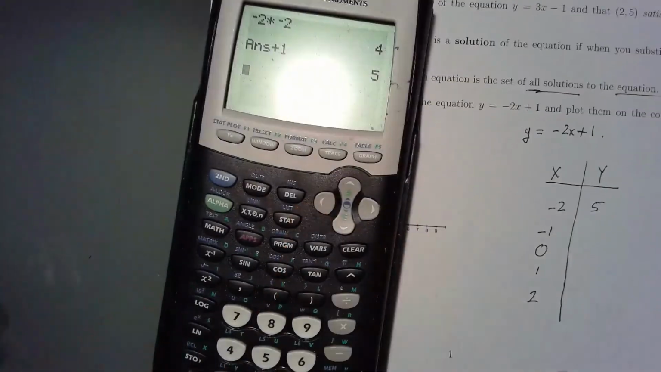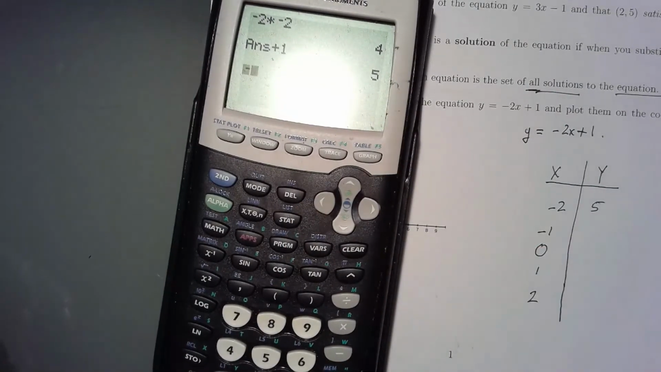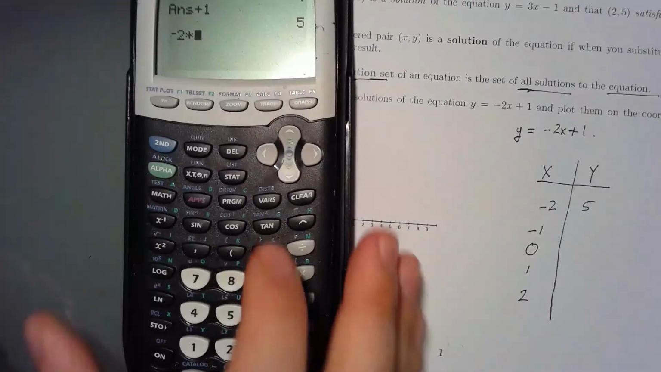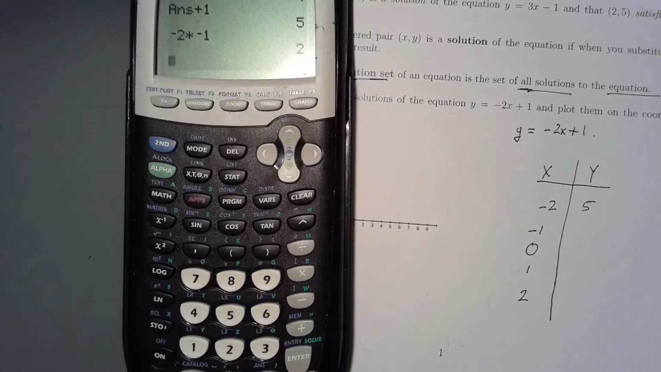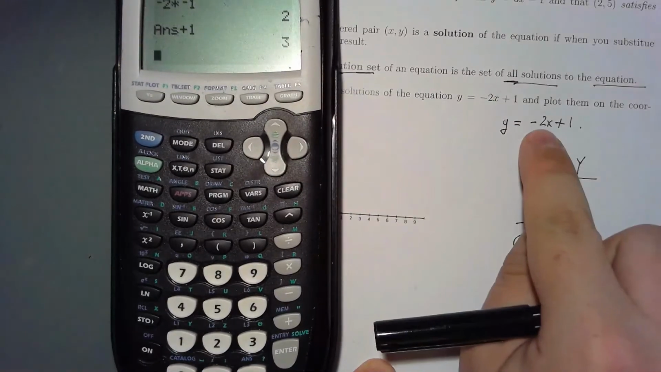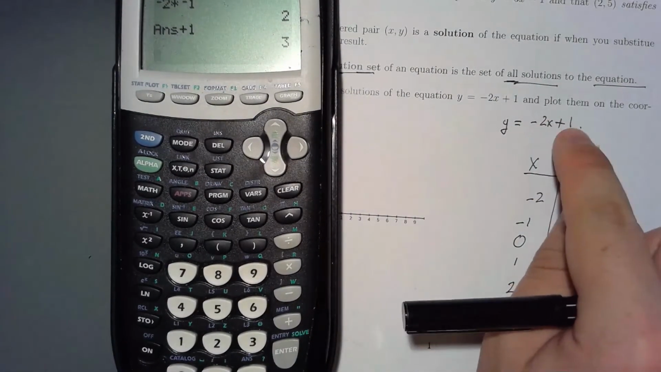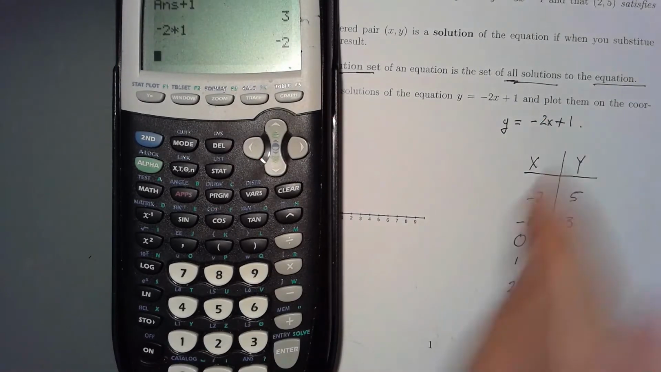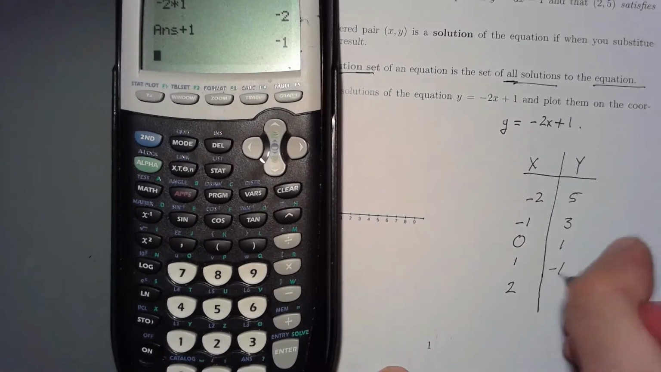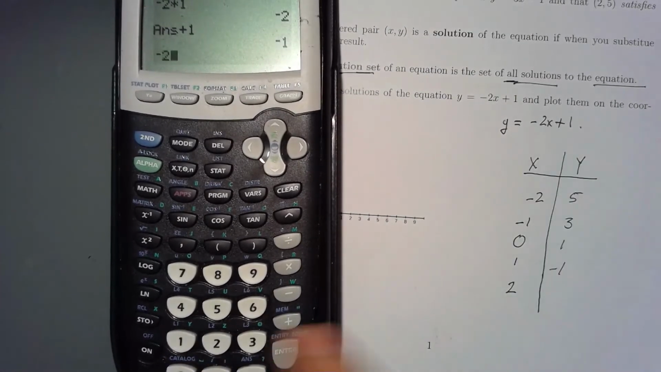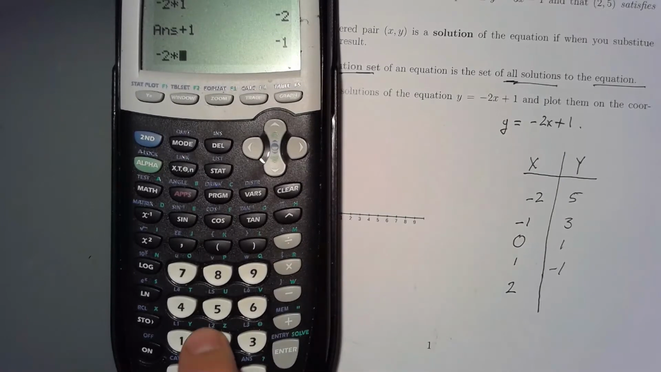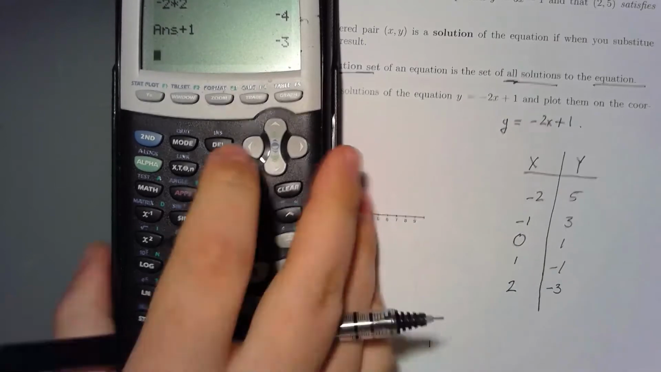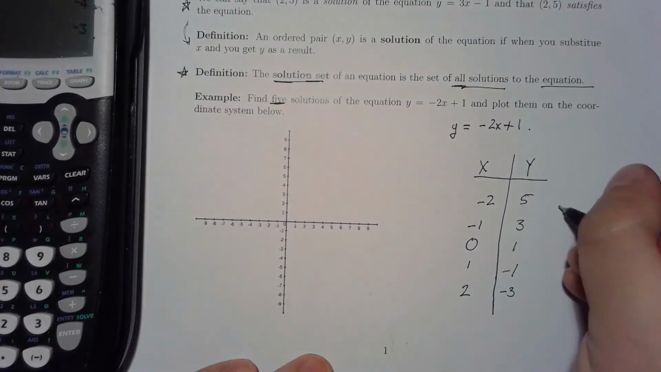Let's keep going. -2 times -1 plus 1 gives me 3. 0 times -2, you don't need a calculator for that, it's 0. 0 plus 1 is 1. 1 times -2, or -2 times 1, plus 1, is -1, and 2 times -2, or -2 times 2, plus 1, is -3. Alright, so these are my ordered pairs.